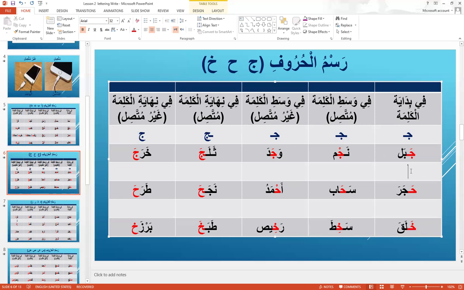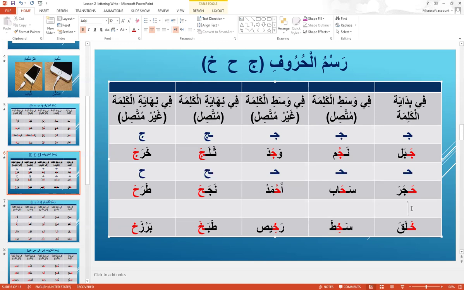So as for Ha and Kha, they're written the same. So I just go ahead and write them. Okay. Then Ha fi وسط الكلمة غير متصل. Ha في نهاية الكلمة متصل. في نهاية الكلمة غير متصل.